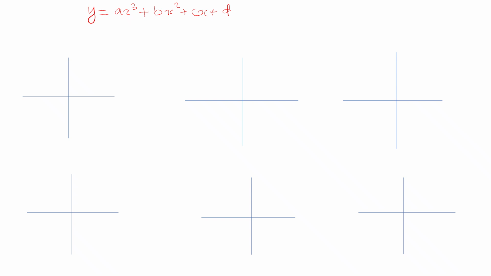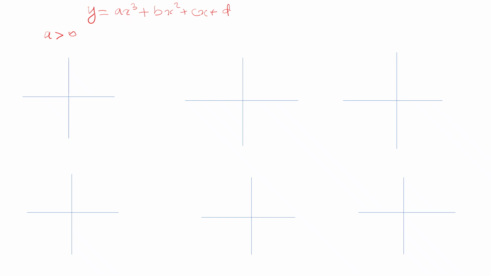If a is greater than 0, how is the graph going to be? Let's check. The possibility is this equation has 3 roots, because this is a cubic equation, so it has 3 roots. The 3 possibilities: first, a is greater than 0, that means positive x cubed.